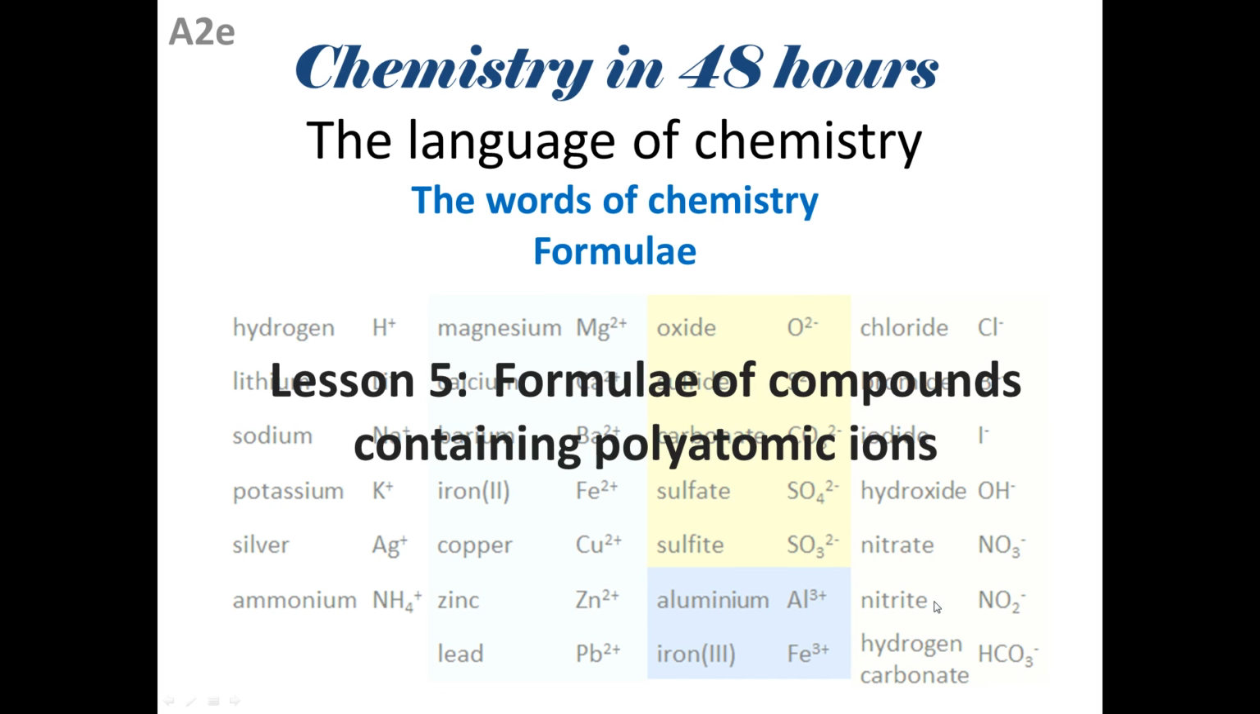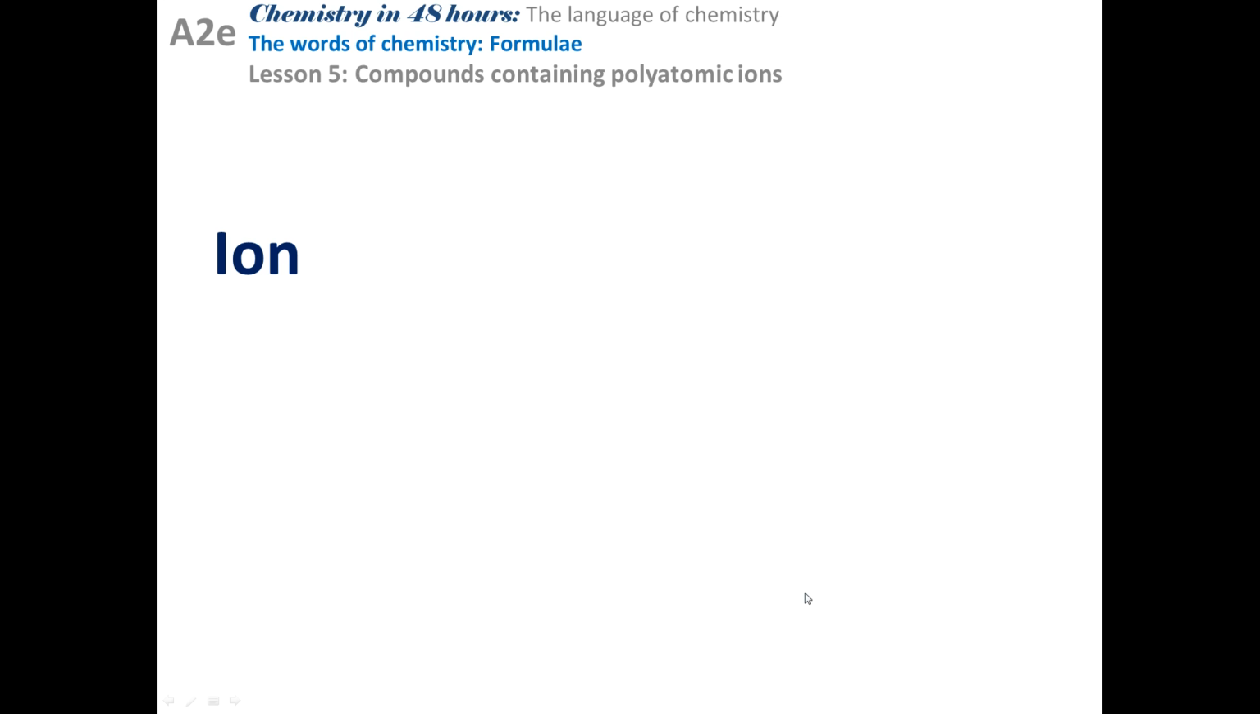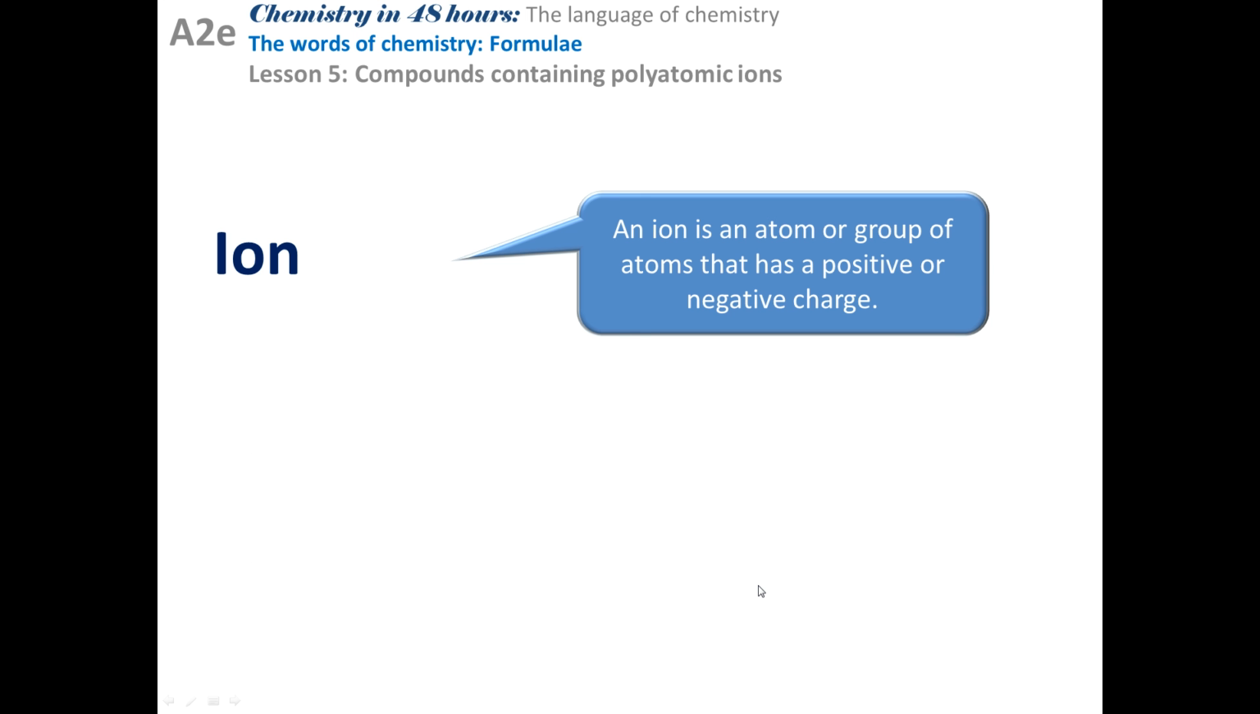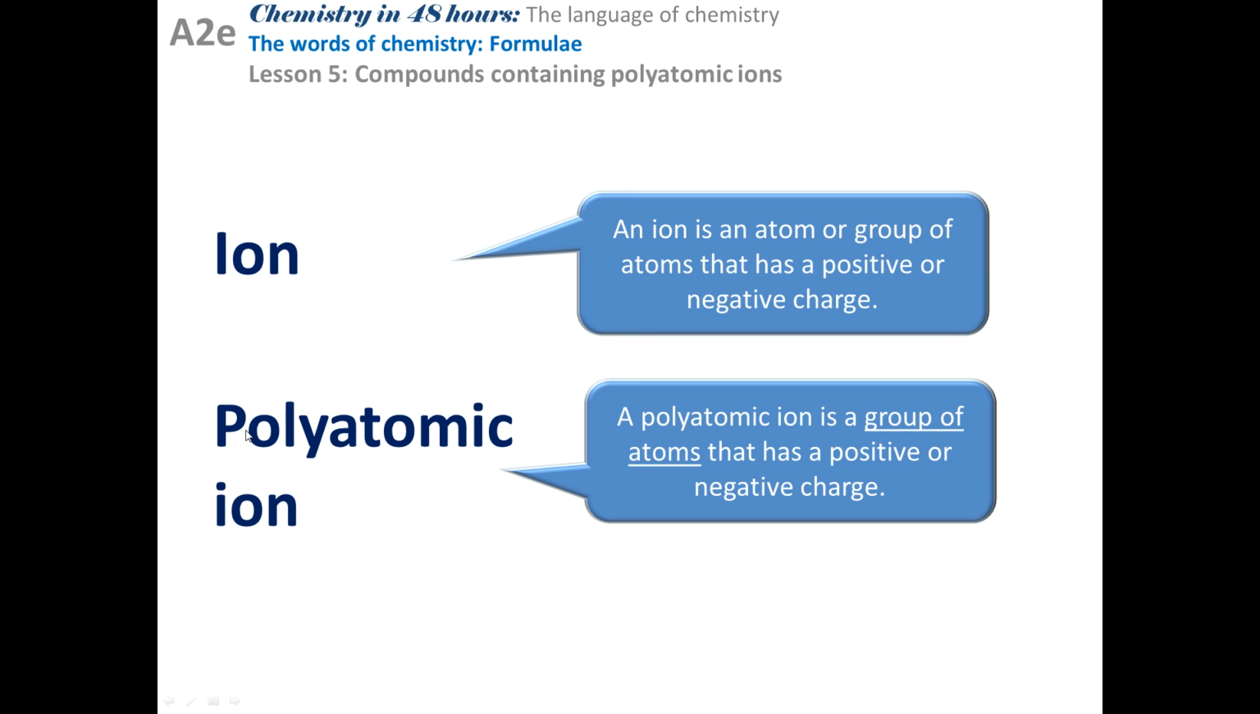Welcome to Lesson 5 of the Words of Chemistry, writing formulae with polyatomic ions. First of all, let's define the terms ion and polyatomic ion. So an ion is a charged species, an atom or a group of atoms. A polyatomic ion is specifically polyatomic, many atoms, so it's a group of atoms that has a positive or negative charge.